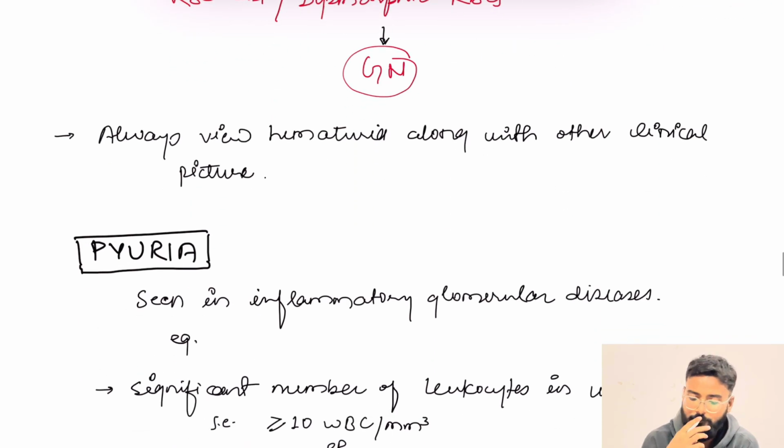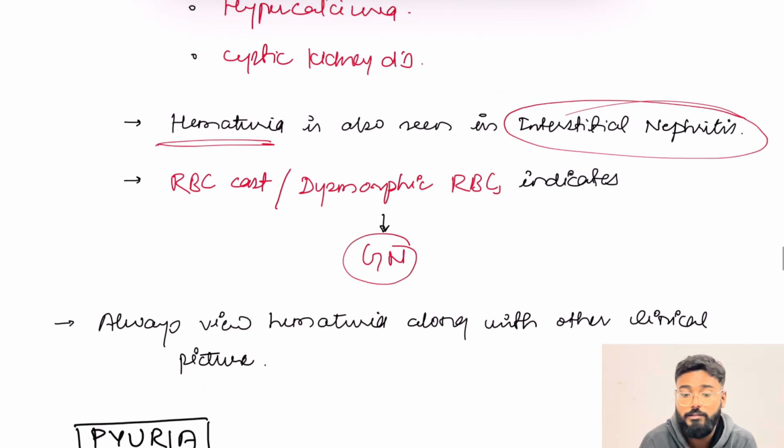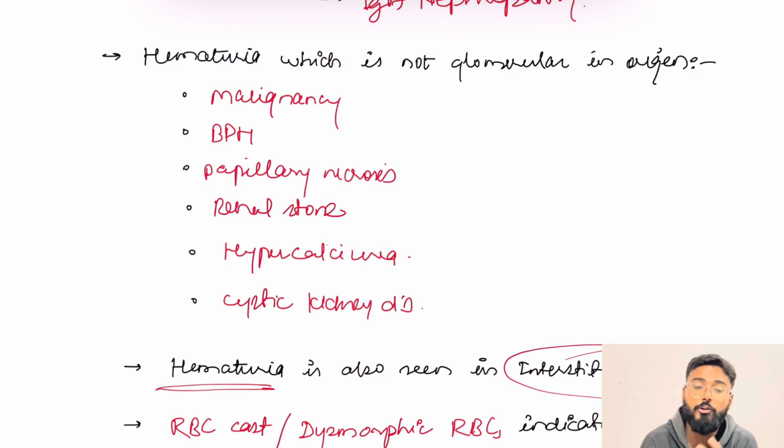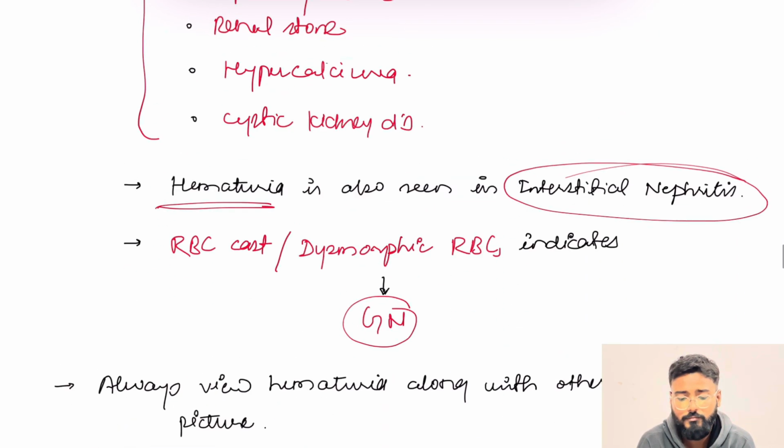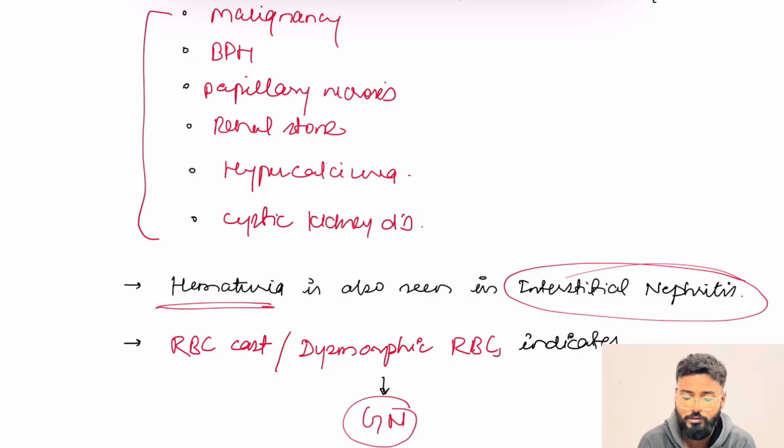So it is said that you should always view hematuria along with the clinical picture. Why? Because if you are seeing hematuria but there is no clinical picture of nephrotic or nephritic syndrome or any pathology involving the nephrons, you can go for examining other pathologies that are not involving the glomerulus. So all these could be the diagnosis.